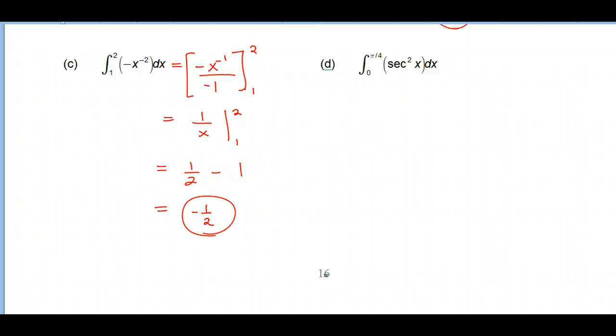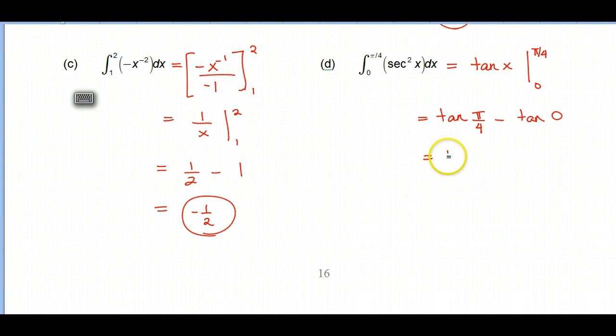Questions? Okay, secant squared. So think, what gives us, when we take the derivative of it, secant squared? Tangent. So that means the antiderivative for secant squared is tangent. We want to evaluate that from 0 to pi over 4. Again, you can use your calculator, it's fine if you don't remember the unit circle. We just want to evaluate tangent at pi over 4 and subtract tangent of 0. So tangent of pi over 4 is 1. Why? Because it's root 2 over 2 divided by root 2 over 2. And then tangent of 0 is 0.